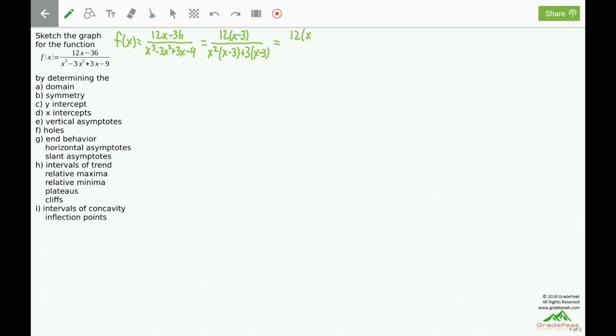Leaving the numerator alone, in the denominator we can factor out the common factor of x minus 3. Factoring it out will leave behind an x squared plus 3. X squared plus 3 is a sum of squares and does not further factor.